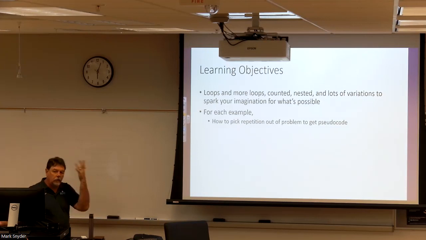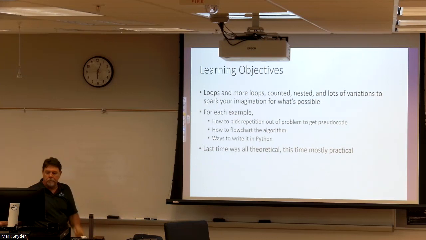So on each of these, the key things I want you to get are looking at a problem, either in your head or one that I give you, and picking out the items in that problem that you think are probably going to require some repetition control structure. The flowgram or the flow chart for it, we'll go over some examples, but I want you to be comfortable with how to flow chart these algorithms that we're going to come up with. And obviously, how do we write it in Python?